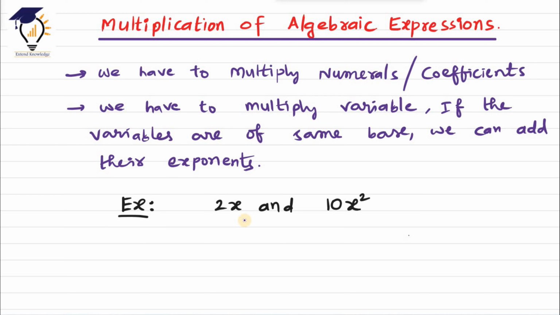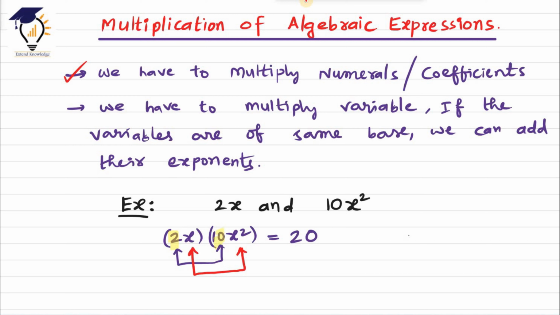So how to multiply 2x and 10x square: 2x times 10x square, we can keep it in brackets, or we can keep the multiplication symbol, both are the same. As I discussed in the first point, we have to multiply the numerals. So let us multiply the numerals. The coefficients are 2 and 10. So 2 and 10 will give us 20. I just multiplied the coefficients, and hereafter we have to multiply the variables.